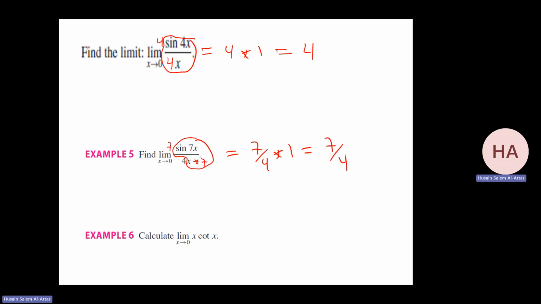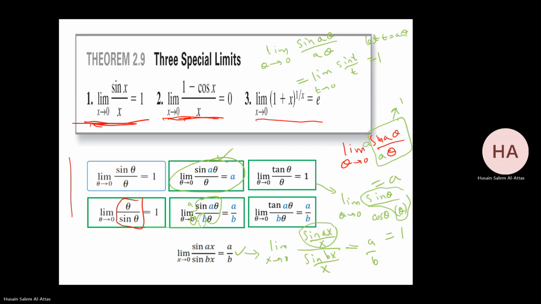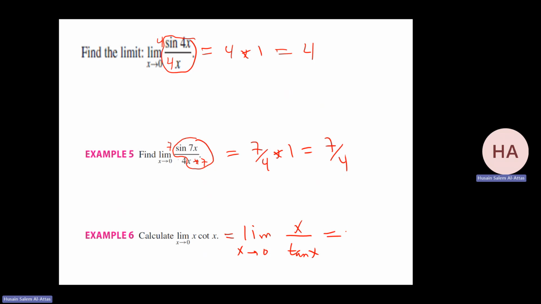For x cotan x, I can make this x over tan x. And I know that tan x over x as x goes to 0 is equal to 1. The reciprocal of 1 is 1, so that will not make a difference. So that will be 1.